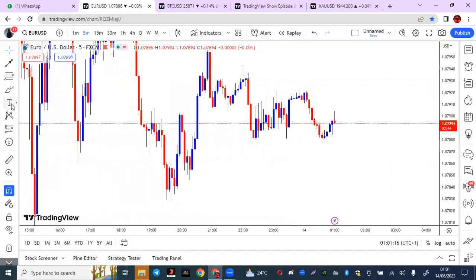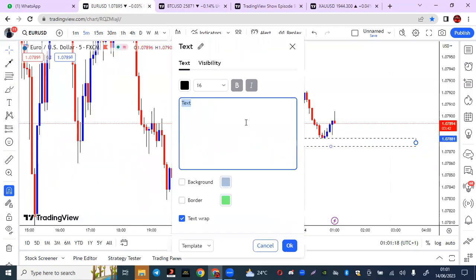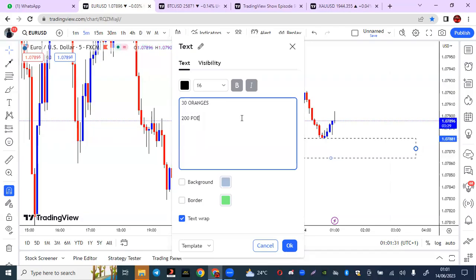Let's say I have a shop, I have 30 oranges, and then 200 people want these oranges. What will happen?